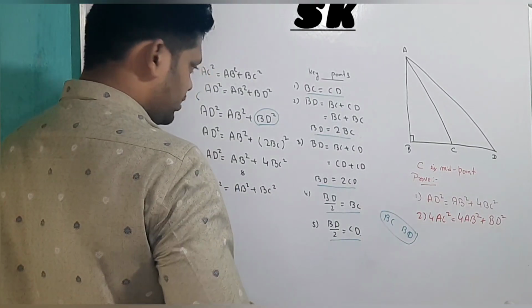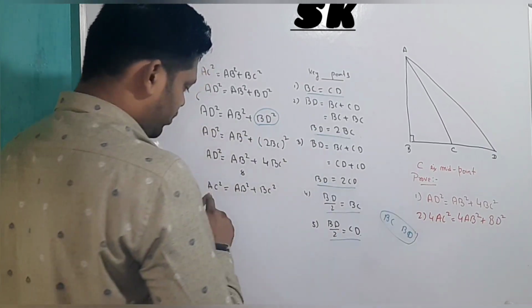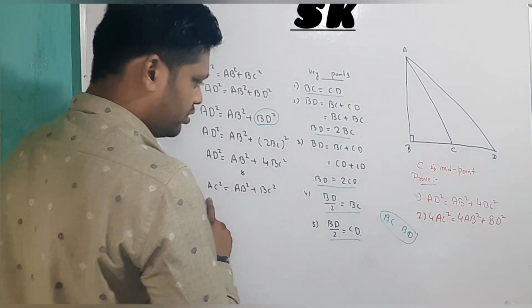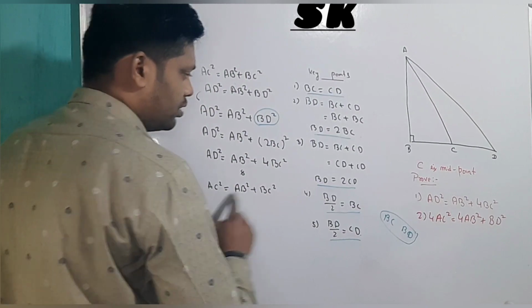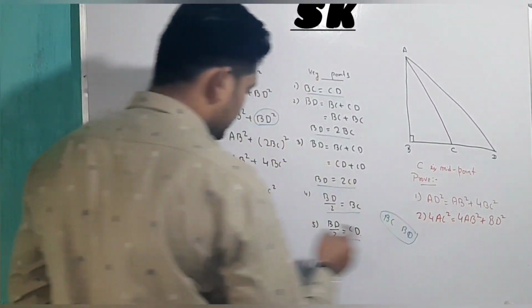Okay, now we will check. AC is there, but 4 is there. AC is there, 4 is there. We will see. Equal to, okay. AB is there, AB is there. Again 4 is there. BD is there, BC is there.